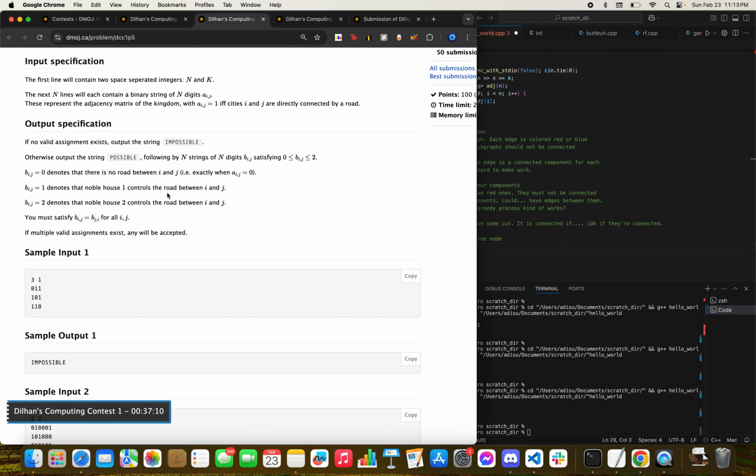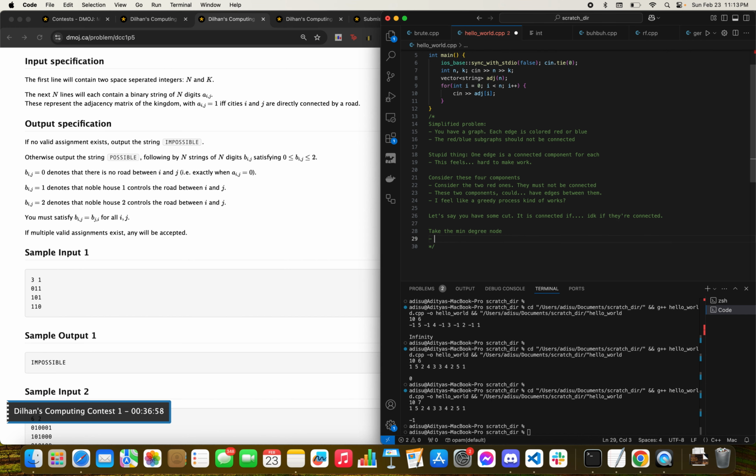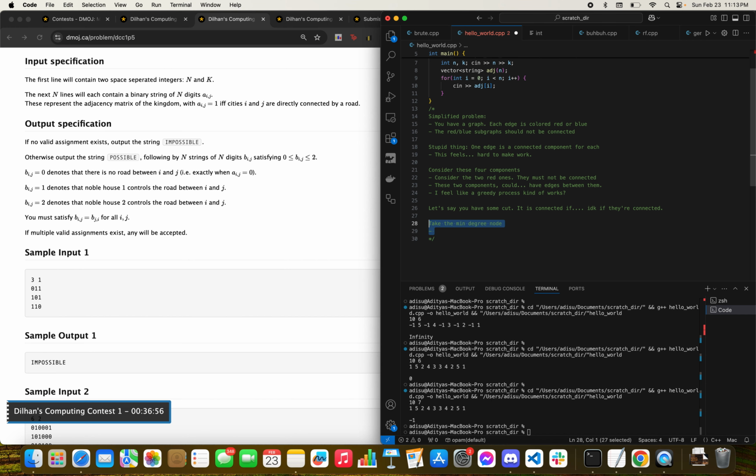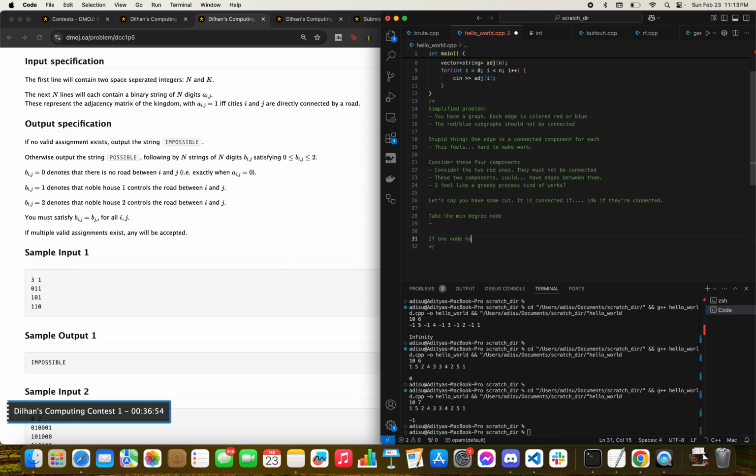Wait, if any one node has all of its edges belonging to one color. Wait, I'm being so stupid. Wait, this is so easy. If one node has all of its edges be red, so yeah, just claim one node.